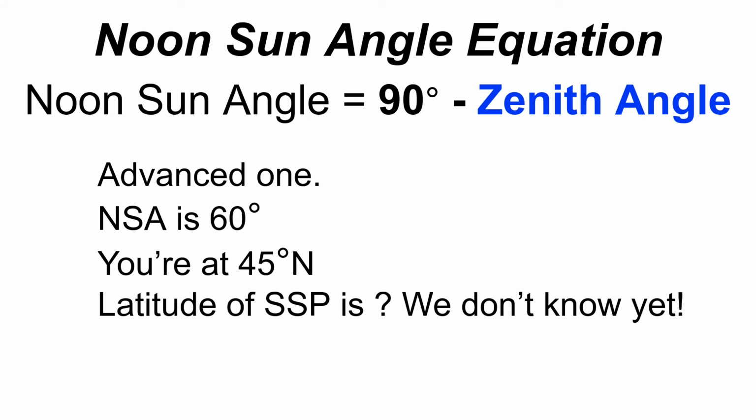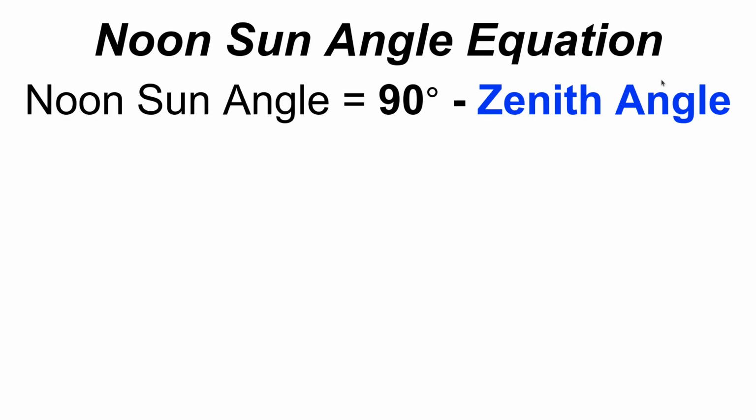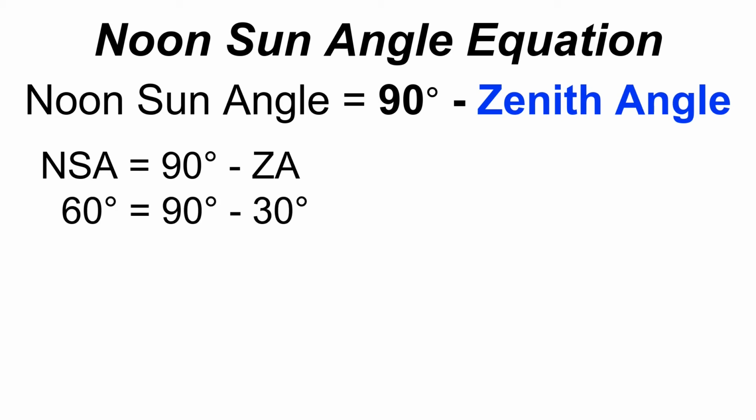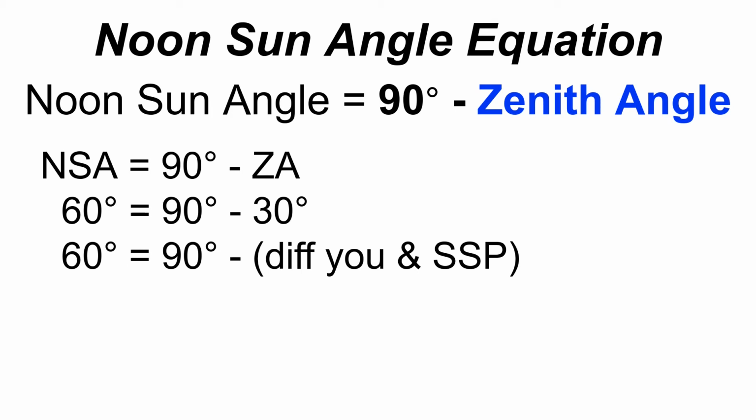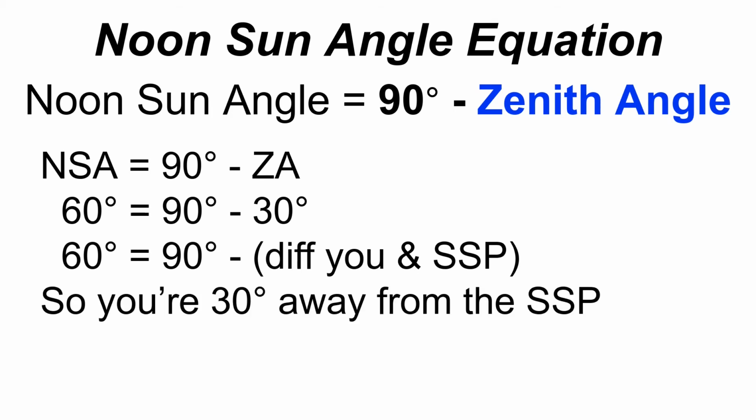So the noon sun angle is 60 degrees. So instead of trying to solve for the noon sun angle, I'm telling you what the angle is. We are at 45 degrees north, and the angle of the sun over the horizon is 60 degrees. Okay, so the noon sun angle equals 90 minus the zenith angle. So we know that the zenith angle equals 30 degrees, and 30 degrees is how far away from the subsolar point you are.